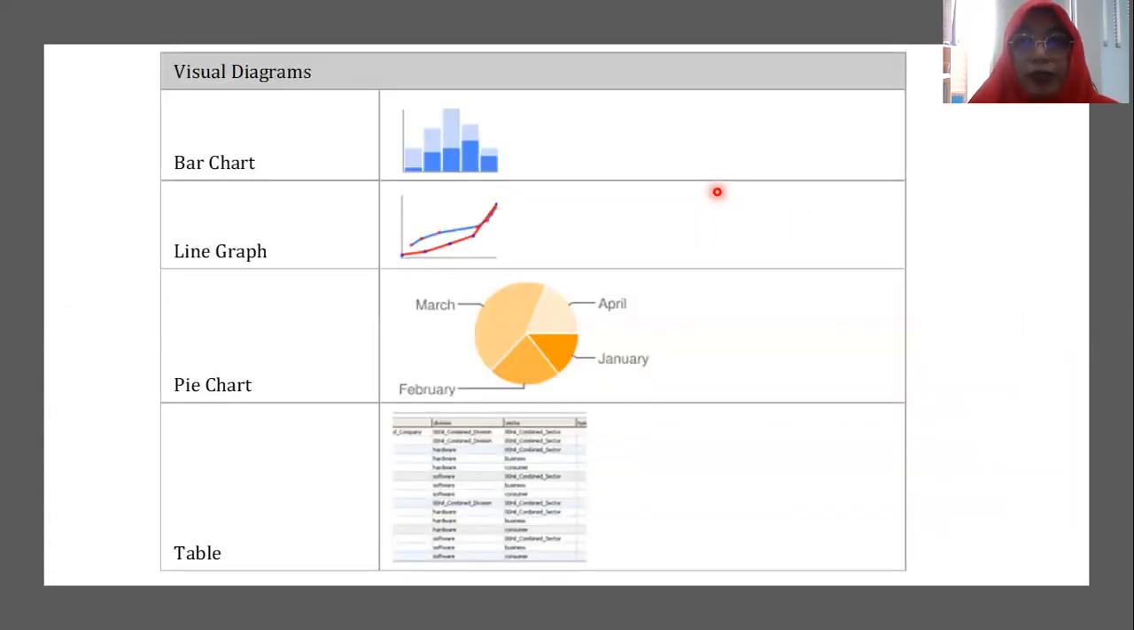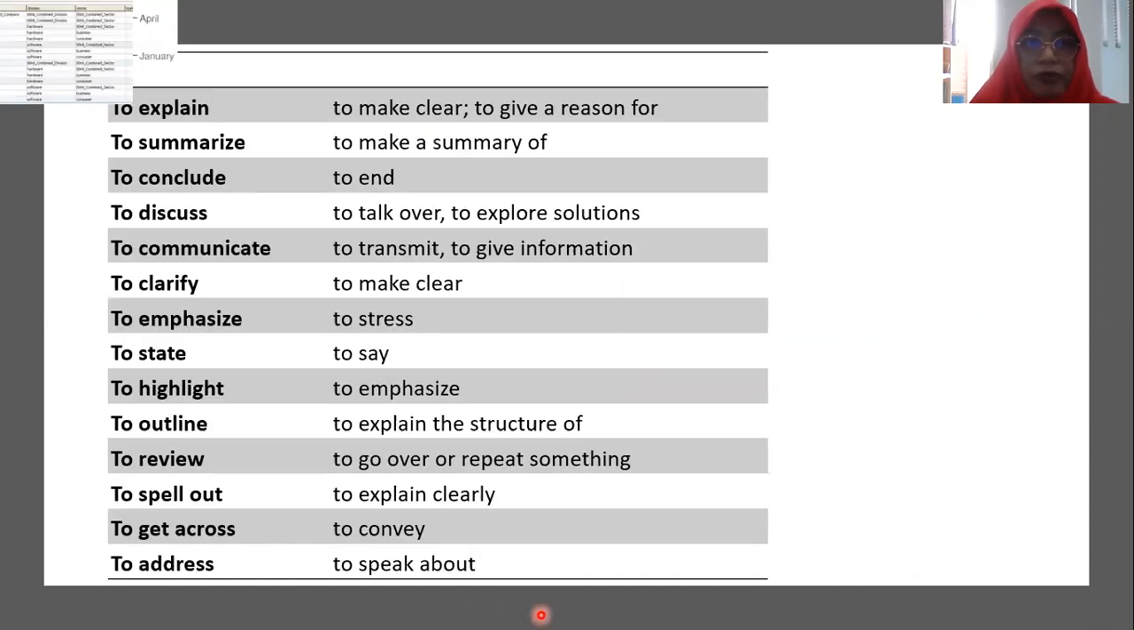Sometimes you have to express your presentations using visual diagrams. Okay, so it is called a bar chart, a line graph, pie chart, and table. And here are some verbs that you can use in your presentation. As we mentioned before, verbs are more powerful than nouns.